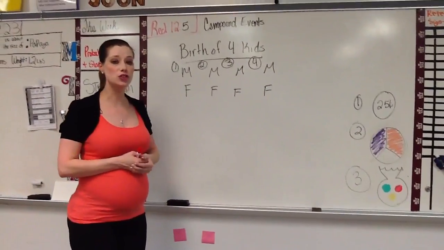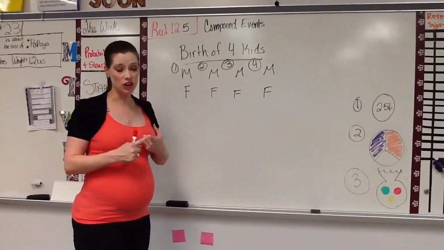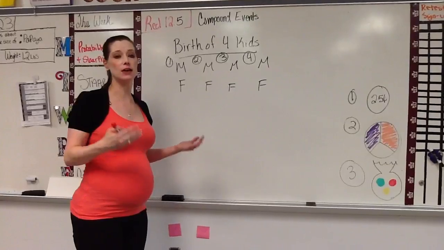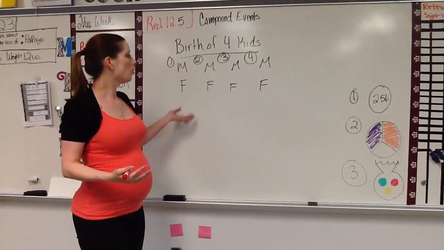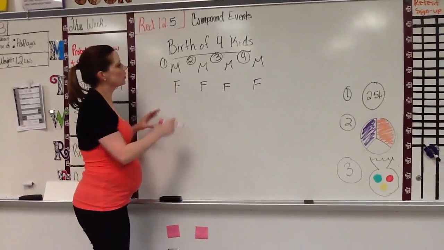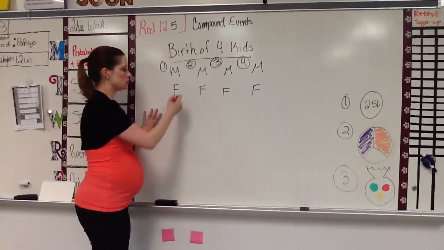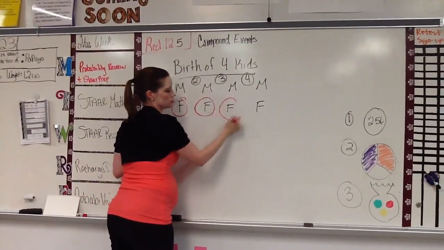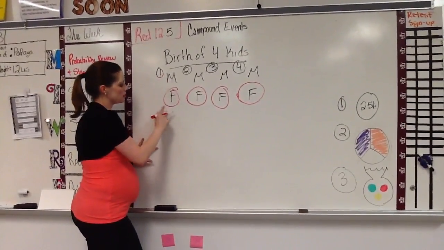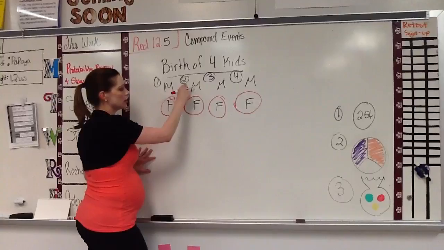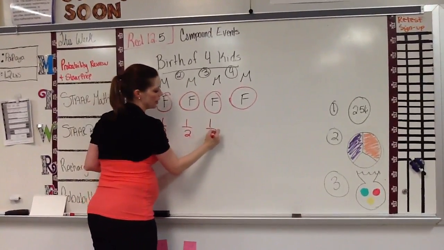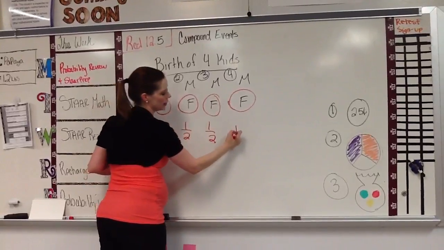Now there's one of 2 ways you can solve this. You can first write out all the possible options and then count the ones that are the outcome you're looking for. Or you can do the math. So, for example, on the birth of 4 kids, what would be the odds of you getting all girls in your family if you had 4 kids, one after the other? Well, the probability of the first one was 1 out of 2. The second one would be 1 out of 2, the third 1 out of 2, and the fourth 1 out of 2.